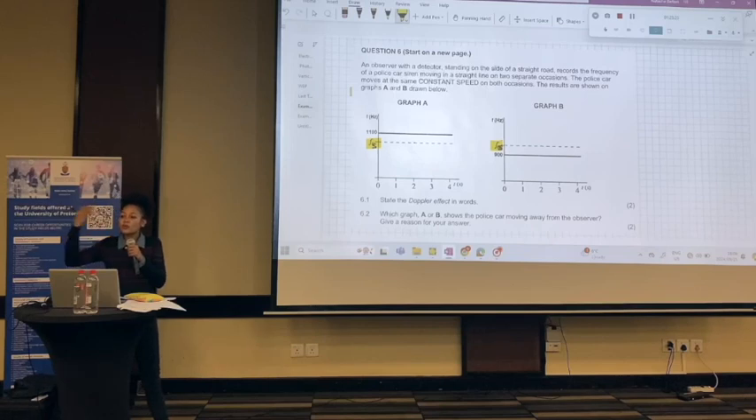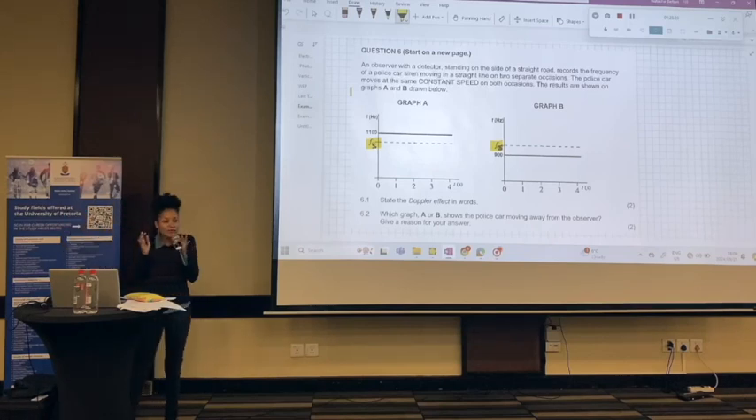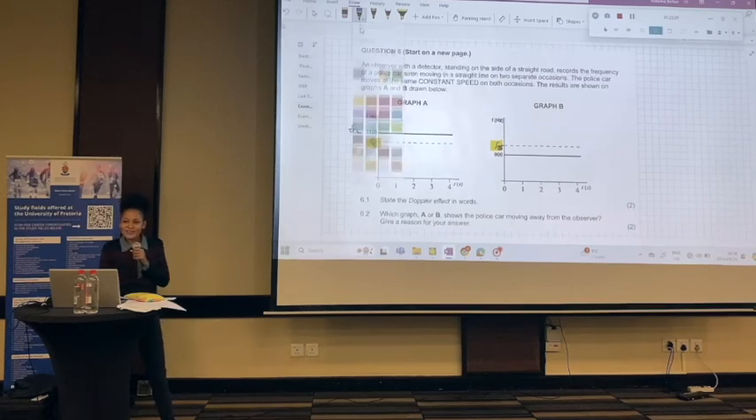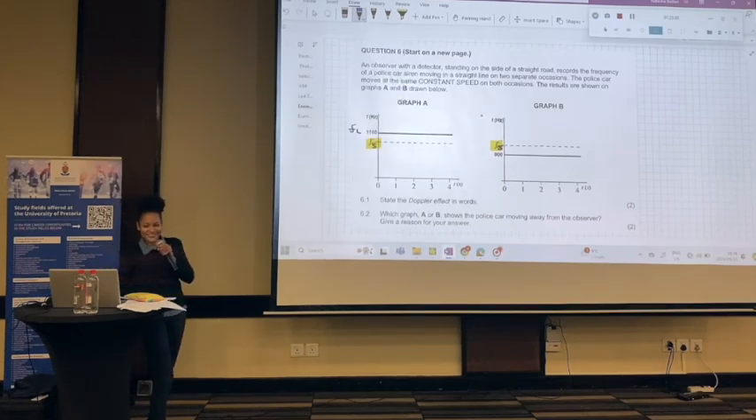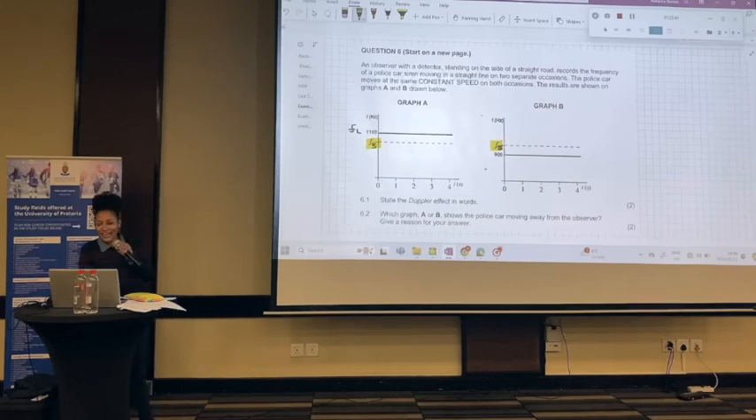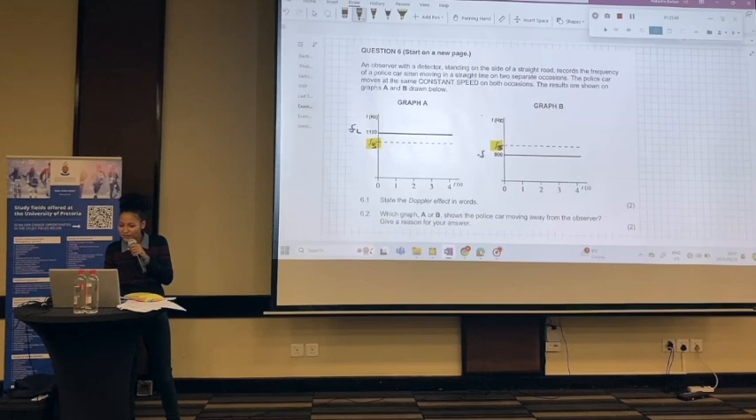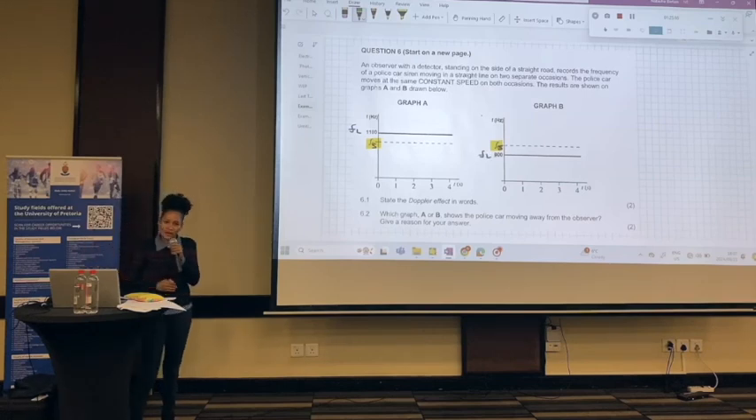Now, this is what we know. If we have two bodies that are moving close together or towards each other, then we expect that the frequency of the listener will be larger than that of the source. If they are moving apart, then we expect that the frequency that is observed is going to be lower than that of the source.